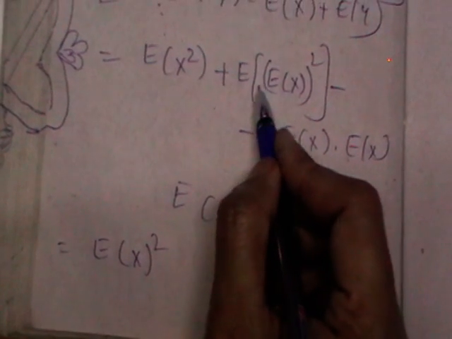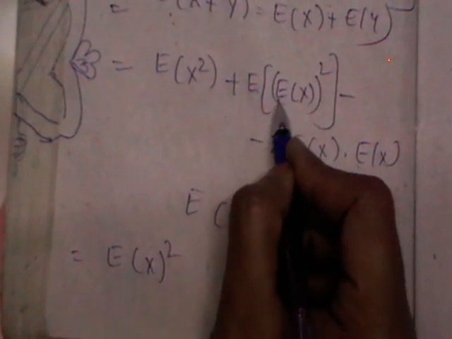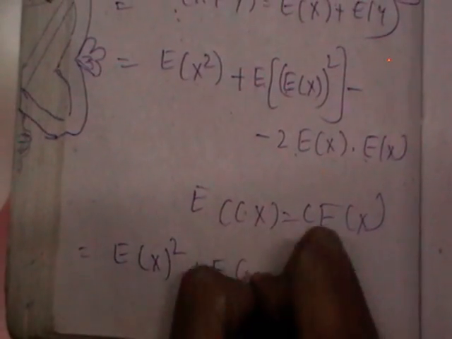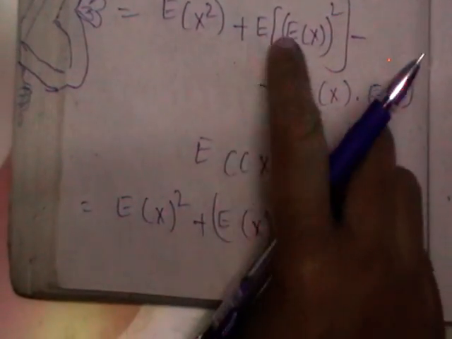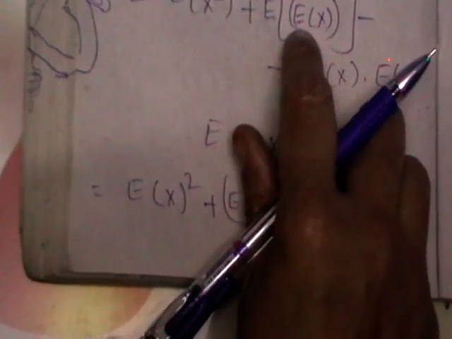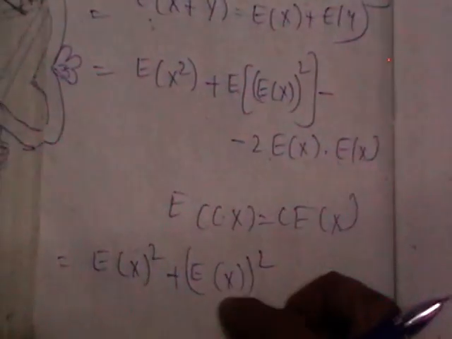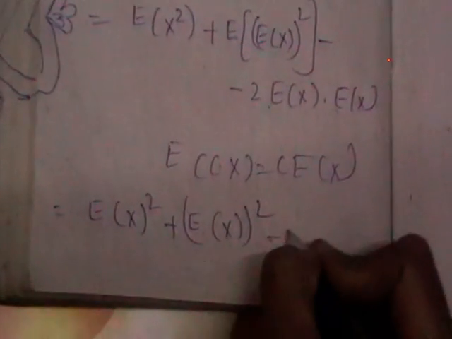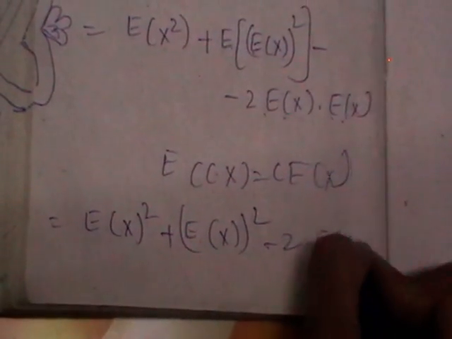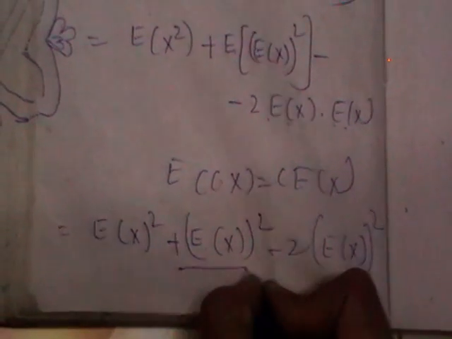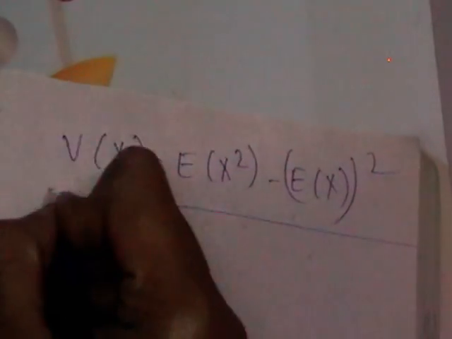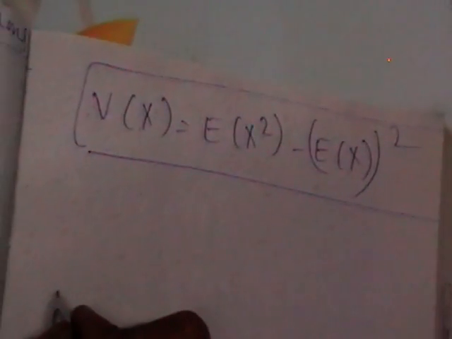E of E of x is not E square x square. Expectation of expectation, even triple expectation, gives again a single expectation. E of E is the same, so E of x whole square only, minus 2 E of x into E of x, which is E of x whole square. So we have plus E of x whole square minus 2 E of x whole square. So you will get V of x is equal to E of x square minus E of x whole square. This is the simplified formula for variance in terms of expectations.